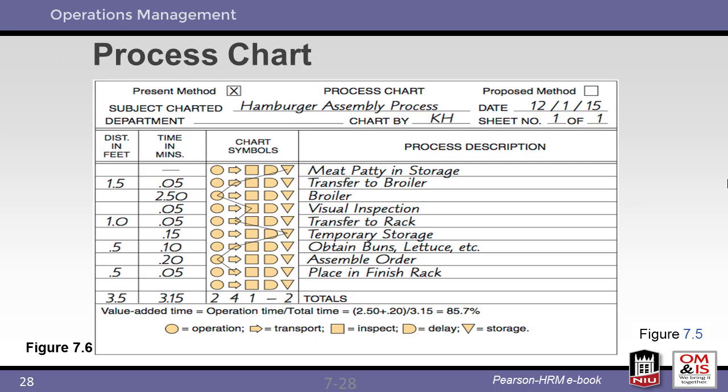This process chart shows the process associated with creating a hamburger. The steps are listed to the right, with time and distance traveled for each step listed on the left.